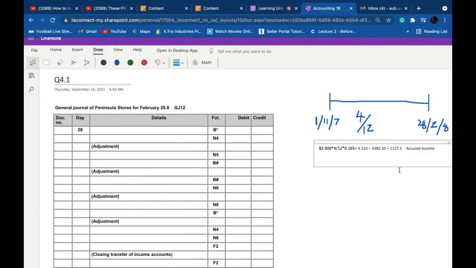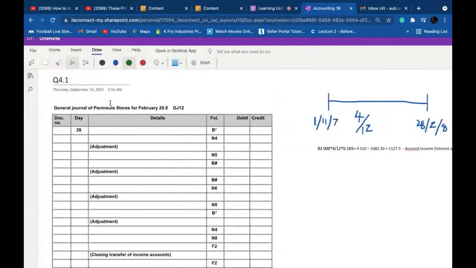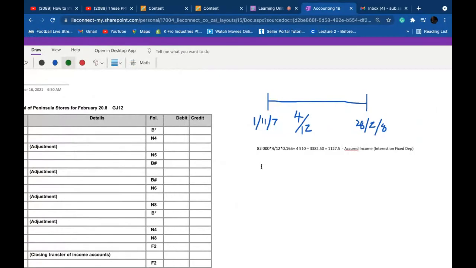And this is obviously pertaining to fixed deposit. Let me just put dip. Okay. Right. So now I want us to move on to the next one. I already read it. So let's just jump into drawing the timeline. Okay. Right. Cool. Ready to roll.